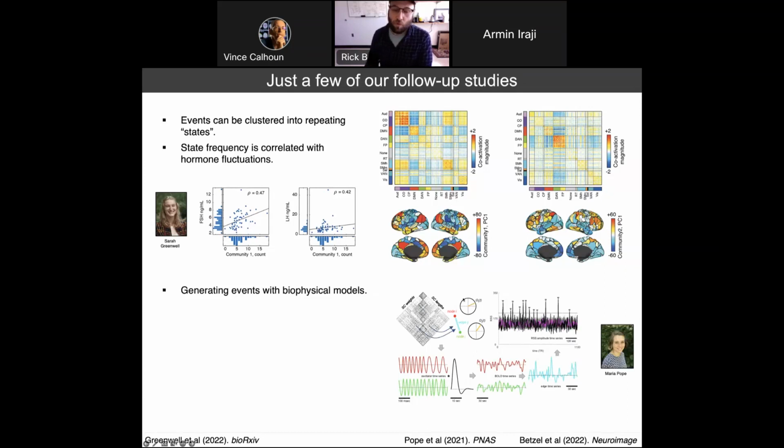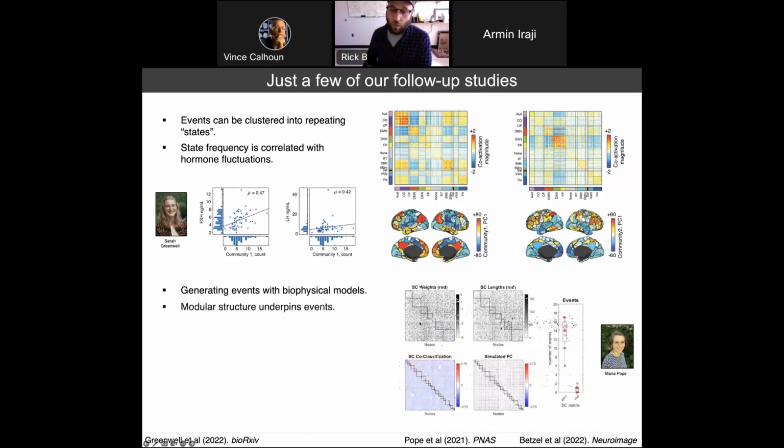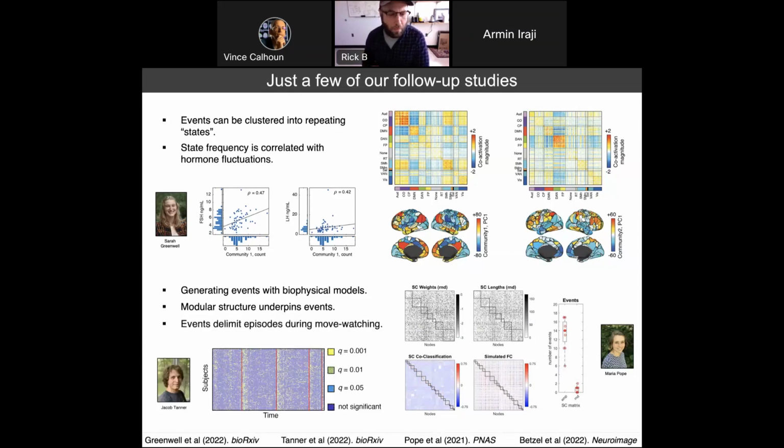In her 2021 paper, she used a simple oscillatory model to generate synthetic time series that are structurally constrained using white matter connectivity. She found that with the intact network, we found events within the synthetic data, but when we destroyed the modular structure of the network, the events went away, suggesting that the underlying structural connectivity has a key role to play in shaping the emergence of events, and specifically its modular structure.